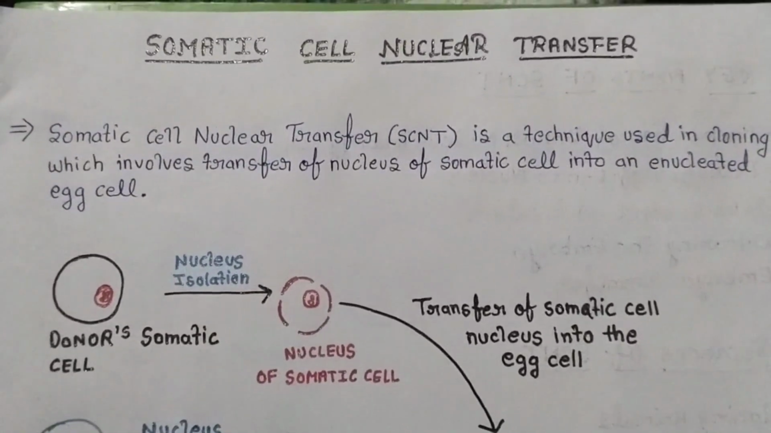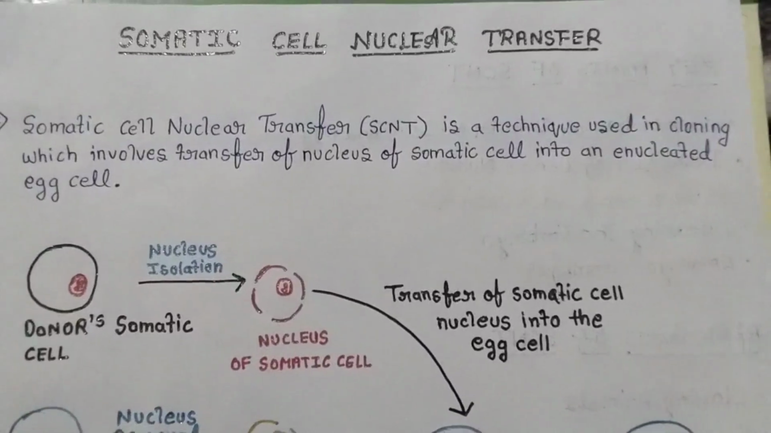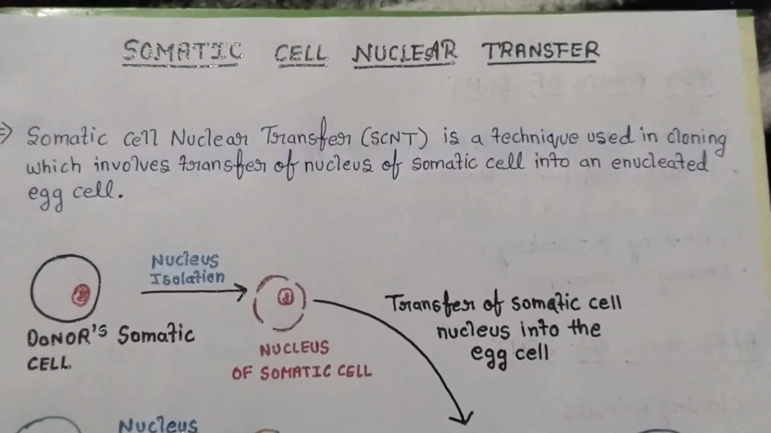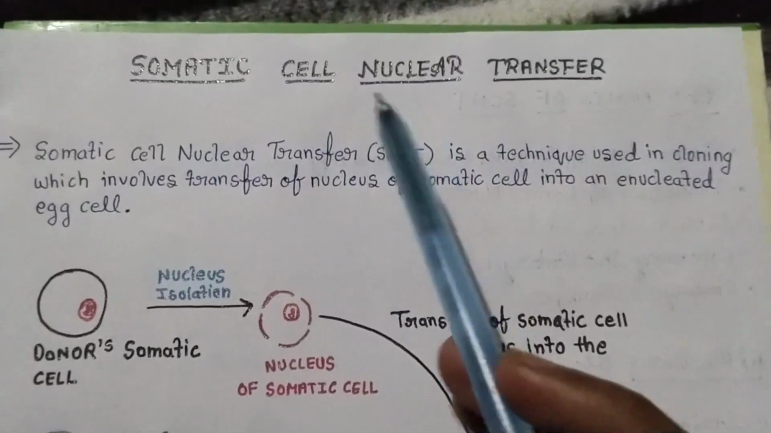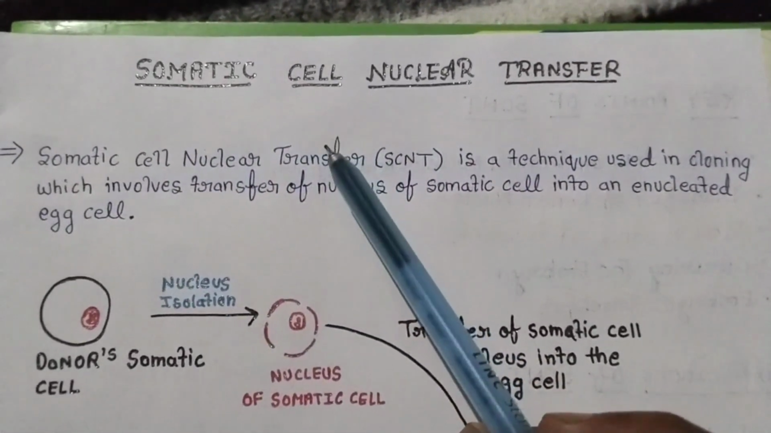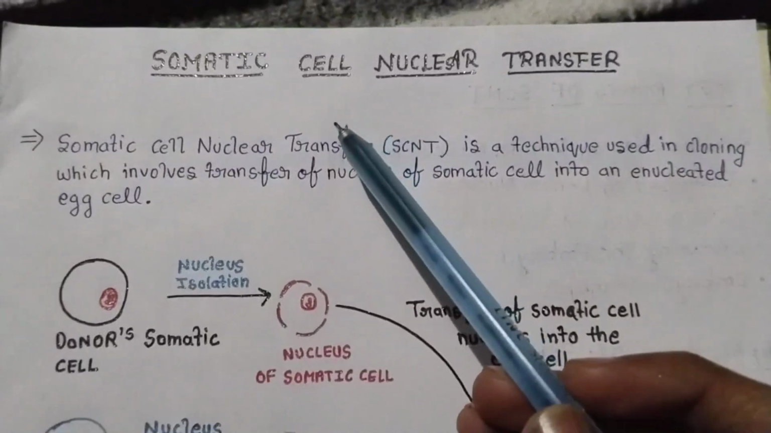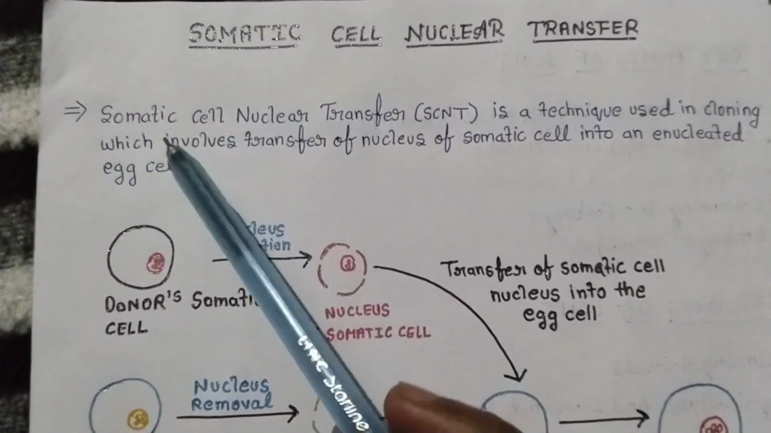Today we are going to discuss the topic of somatic cell nuclear transfer. As the name suggests, nuclear transfer means the transfer of the nucleus, and somatic cell means the transfer is of the nucleus of a somatic cell. So let us look at what this statement says.